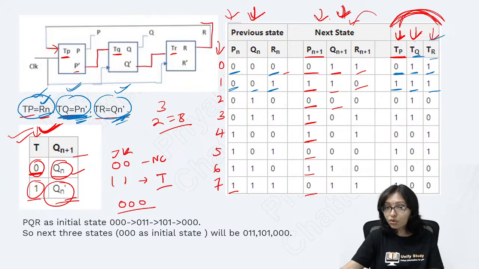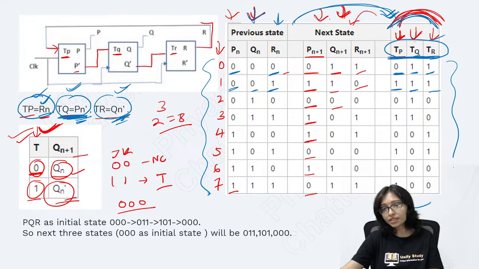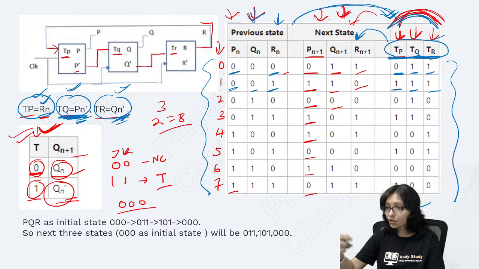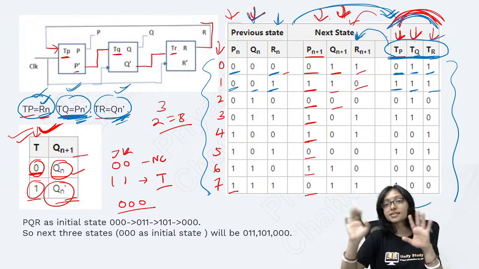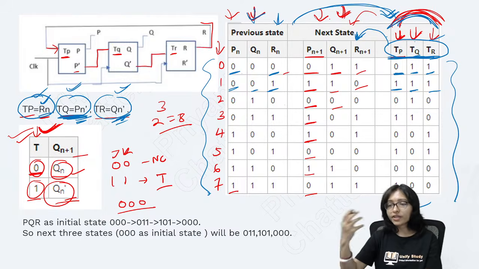This way you have to fill this part, okay? First of all you have to fill 0 to 7, directly write it. After that you have to fill this one. That is the value of TP, TQ, TR. You have to fill this total. After that only you can fill the next state. Is this clear to everyone? Is this clear? How to fill? How to solve?